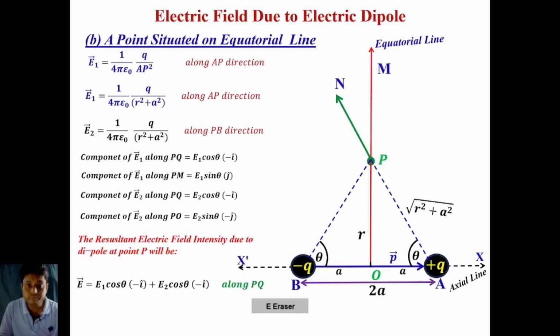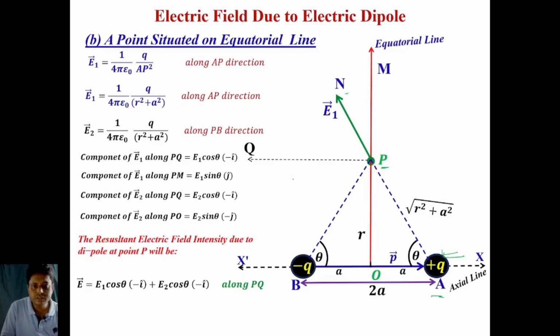Hence, this direction, along the vector PR, is nothing but the electric field intensity at point P due to charge plus Q, which is at A. Let that be E1, the electric field intensity due to this plus Q charge at point P. Now, consider a line PQ parallel with the x axis, and if this angle is theta, then this angle will also be theta. So E1 has two components. One is the horizontal component, E1 cos theta in magnitude, directed along the negative x axis, so it is written as minus i cap. The other component is along the positive y axis direction, E1 sin theta j cap.